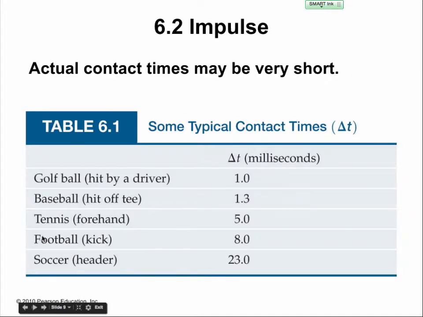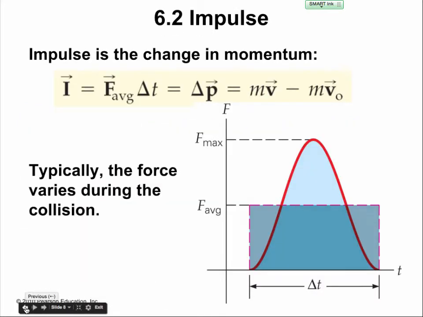So we can measure the impulse of different things. If you hit a golf ball with a driver, the contact times are very, very short, but we don't want to ignore them. We need to examine the times too, because remember in our previous slide, we said that the impulse was the average force times the time.